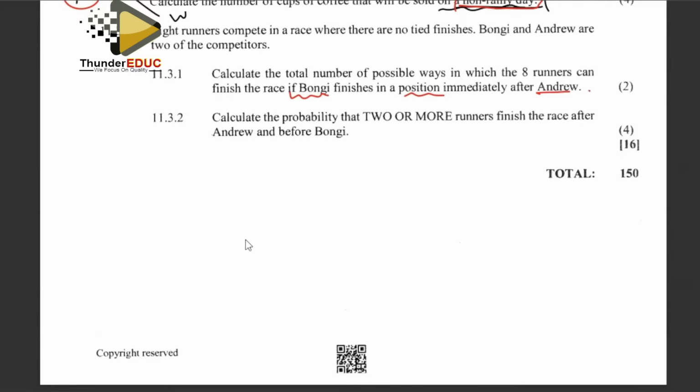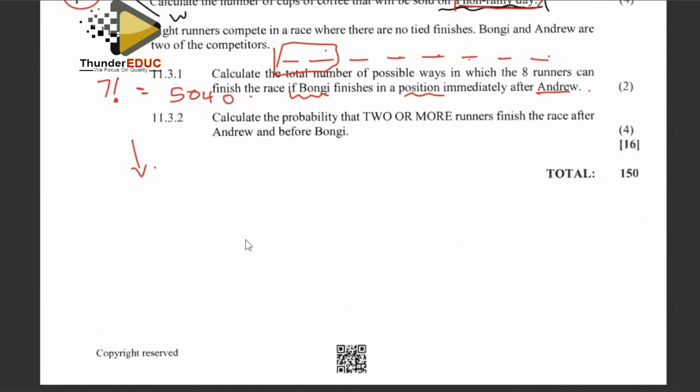So if Bongi is finishing just after Andrew, it means that Bongi and Andrew are going to move just as a single unit. So 1, 2, 3, 4, 5, 6, 7, 8. So these ones must move together, meaning that how many positions are we left with? 1, 2, 3, 4, 5, 6, 7 positions. So we're going to say 7 factorial. Okay, and we know that 7 factorial gives us 5040. So that is what they needed for 11.3.1.